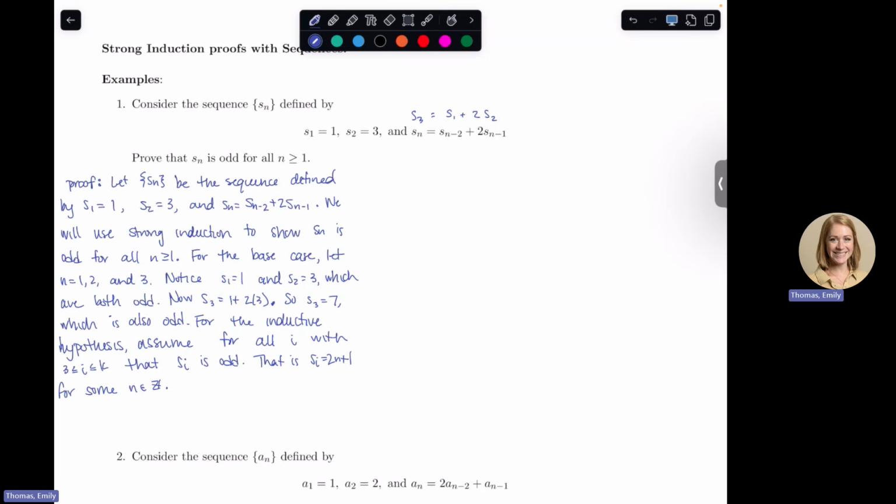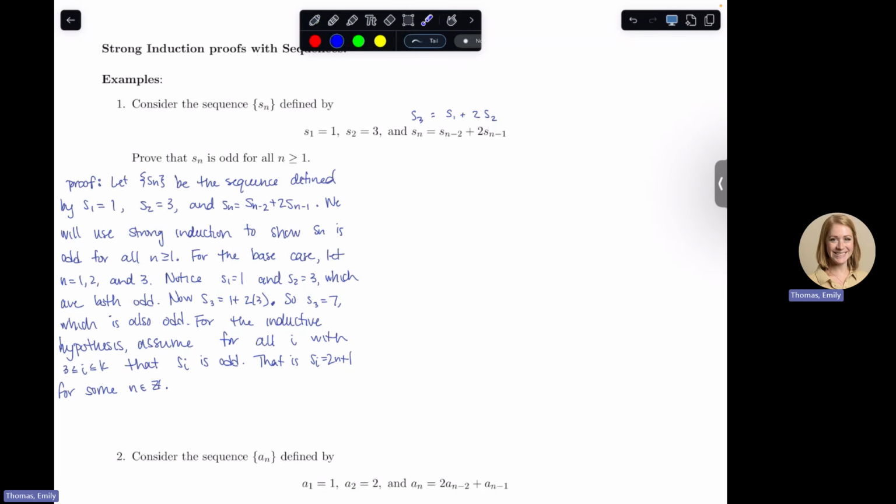Okay, are we doing okay? Are we tracking so far? Okay, so in Z, we have S sub I is odd for some N in Z. Now what we're going to do is to consider S sub K plus 1.